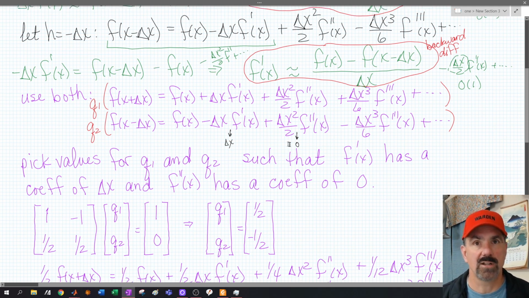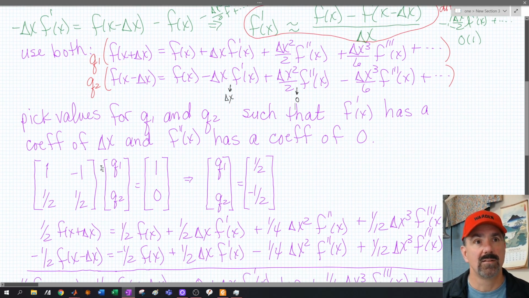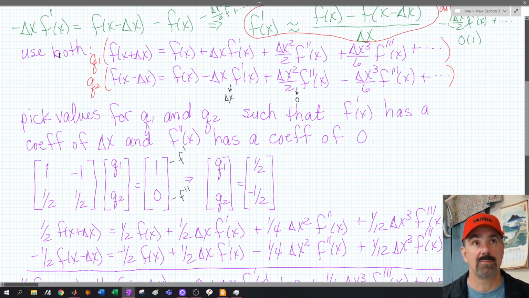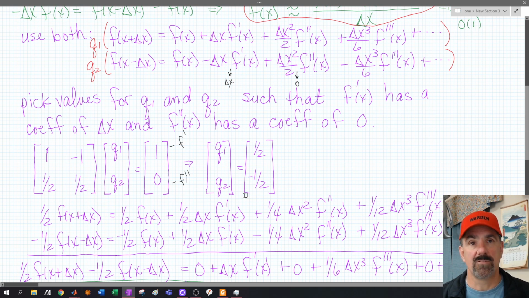Well, this is just linear algebra. We can do this. The first equation is going to be the f prime equation. So I've got 1 times q1 minus 1 times q2 equals 1. They're all multiplied by delta x. So I have that equation. This is my f prime equation right here. And then this is my f double prime equation, where I have 1/2 times q1 plus 1/2 times q2. And of course they have delta x squareds in there, but since it's equal to 0, I can just divide the delta x squareds out. And we can solve for this.